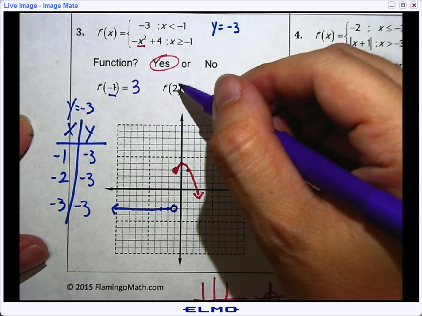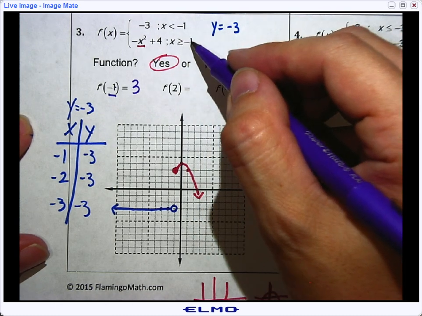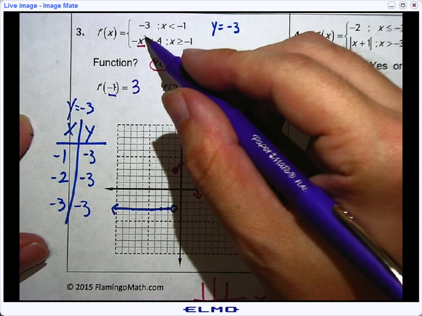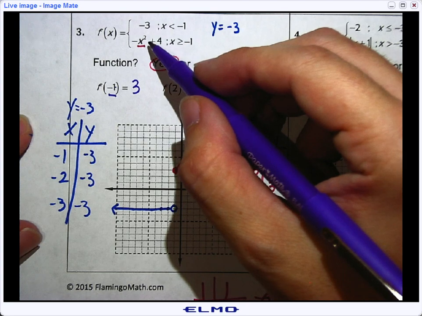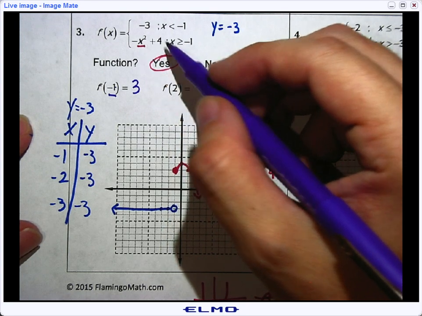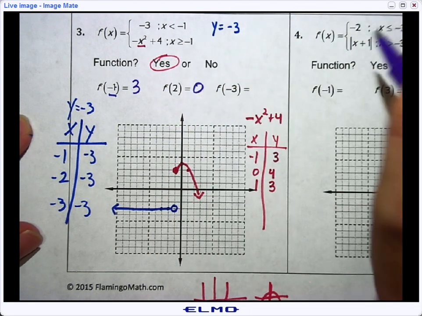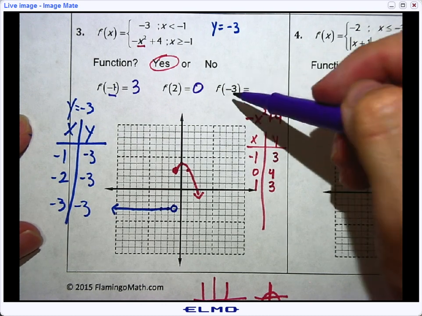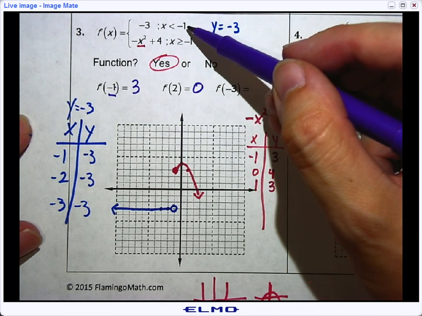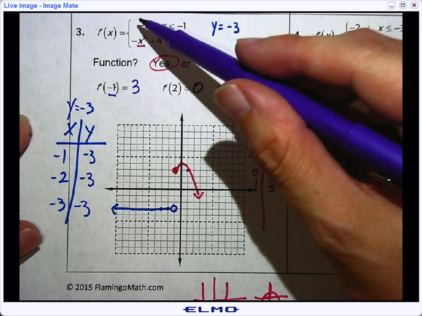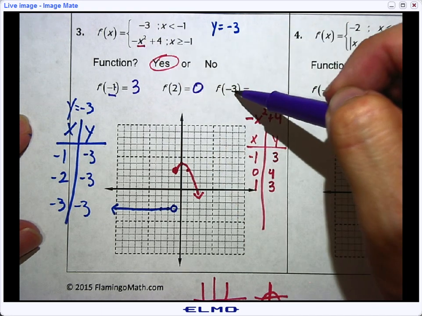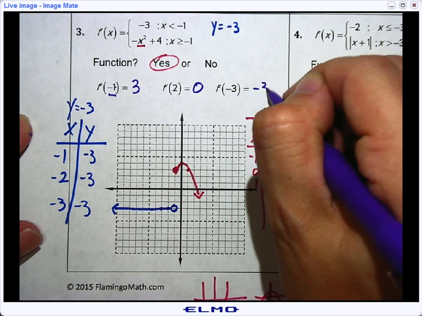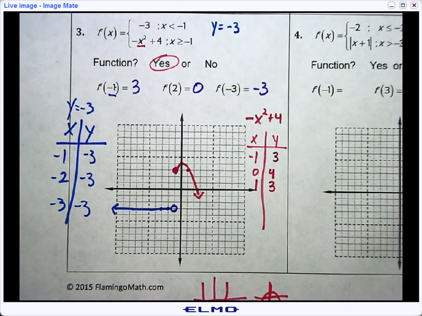2 is greater than or equal to -1, so again, I'm back in here. You're going to square 2. 2 squared is 4. The negative of that is -4. -4 plus 4, 0. So f of 2 is 0. -3 is less than -1, so I want to plug in here. And again, this is where it's just y equals -3. So if x is -3, y is also -3. There are your function values.